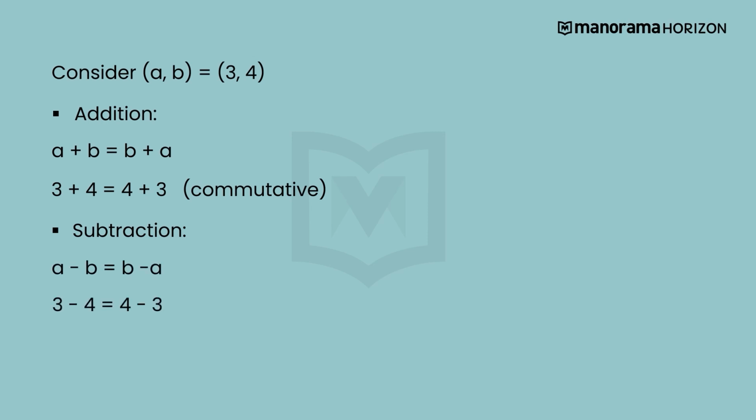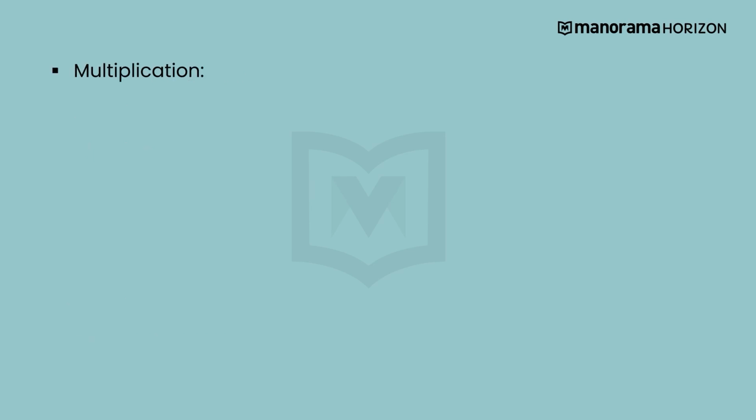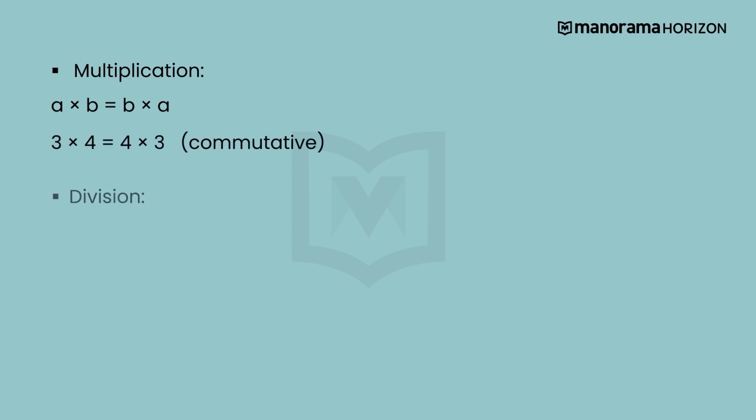Now for subtraction, is A minus B equal to B minus A? We'll check. Is 3 minus 4 equal to 4 minus 3? Is it correct? No. So minus 1 is not equal to 1. Hence it is not commutative. Now check for multiplication. A into B is equal to B into A. 3 into 4 is equal to 4 into 3. It's commutative. Now what about division? A by B is not equal to B by A. 3 by 4 is not equal to 4 by 3. Hence division is also not commutative.